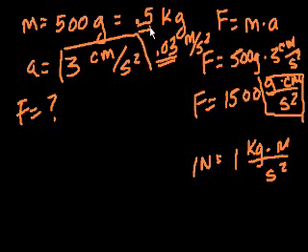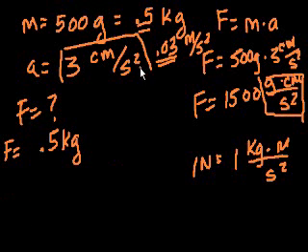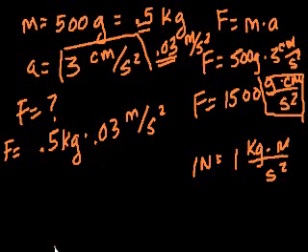And now we are ready. We have our mass in kilograms, and we have our acceleration in meters per second squared. And if this is confusing, you should watch the units videos, because this is all I'm doing. I'm just doing unit conversion. So let's go back to force equals mass times acceleration. So the force is equal to 0.5 kilograms times the acceleration, which is 0.03 meters per second squared.